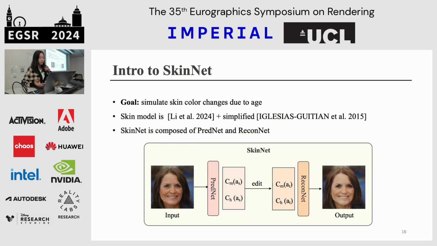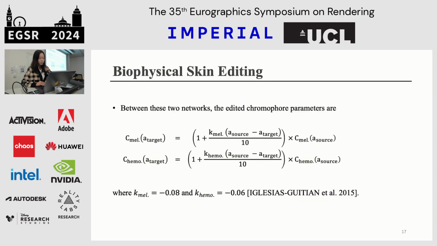Here we propose a network called SkinNet. This network is composed of PredNet and ReconNet. PredNet aims to predict chromophore maps from the input image, while the ReconNet is just to reconstruct the skin appearance. But you can find the difference of the skin tones between the input image and the output image. Between these two networks, we added the chromophore parameters as below.